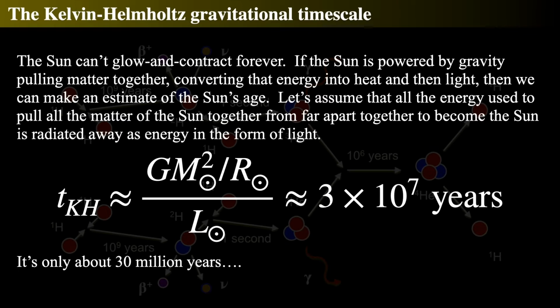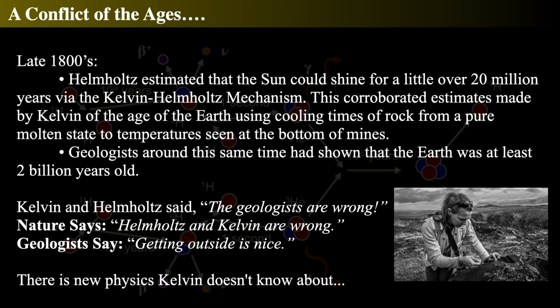But this might be important for stellar formation, but not necessarily for keeping the sun alive forever. If this is the only thing that the sun or any star ever did, then stars could only live tens of millions or hundreds of millions of years at the most. So by the late 1800s, Kelvin and Helmholtz basically concluded that the sun will shine for a little over 20 or 30 million years.